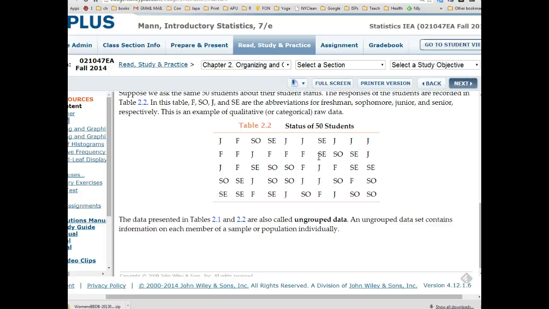What information? What do I mean you're losing some information? Because if you just call it qualitative, you're forgetting that freshman comes before sophomore, sophomore comes before junior, junior comes before senior. So you kind of lose that if you just call it qualitative. So that's kind of throwing away information. So you don't exactly want to do that, but still might be useful.